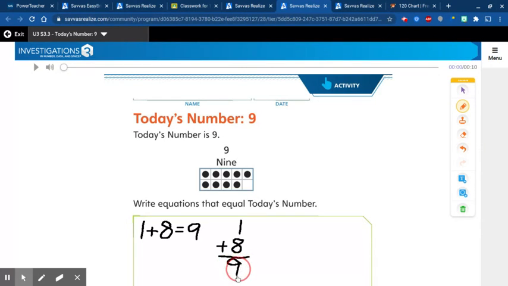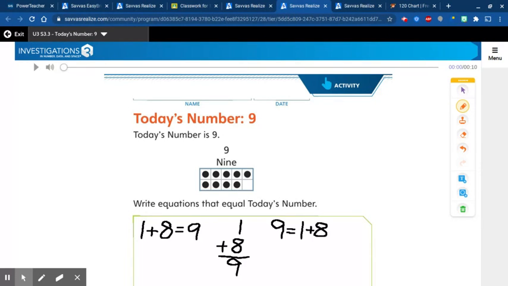And the other thing that you can do is you can also write the total at the beginning. So if we're saying 9 is the total amount, because that's our number for the day, we can find out what 9 is equal to. Well, we know 9 is equal to 1 plus 8. And here are 3 ways to write the same equation. Now, you don't have to write the same equation 3 different ways. What I do want you to do is practice writing it in different ways and come up with lots of different equations that will equal 9.